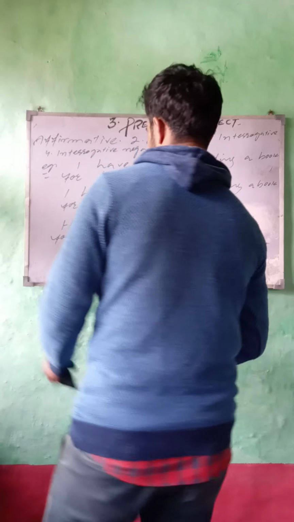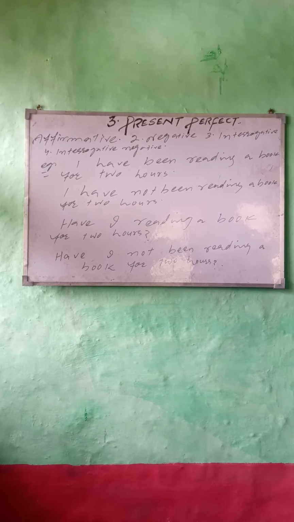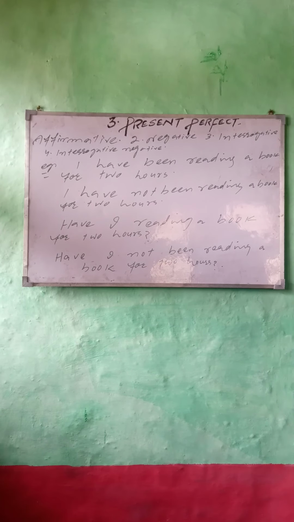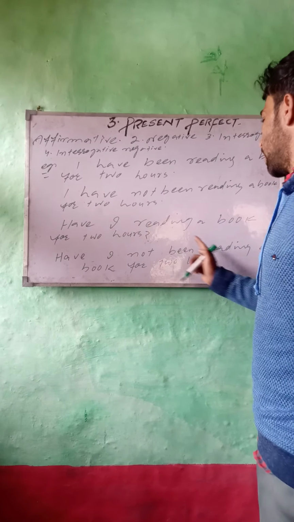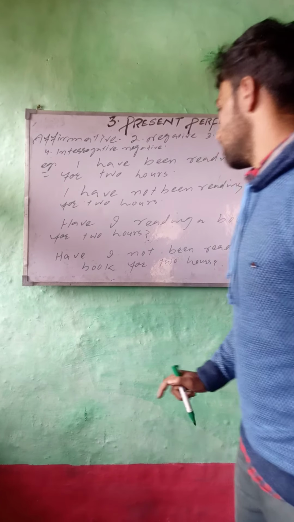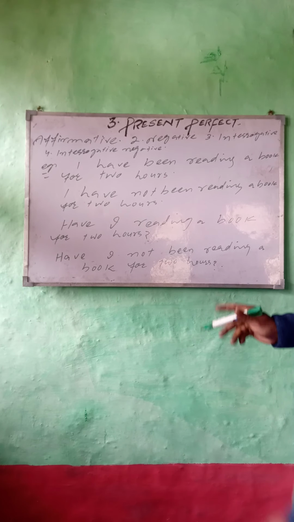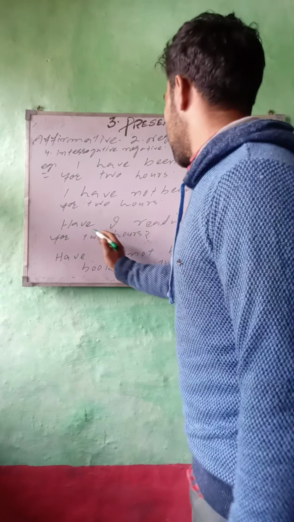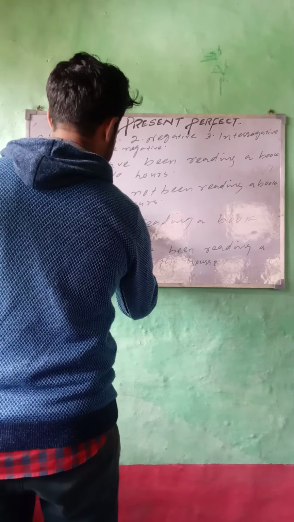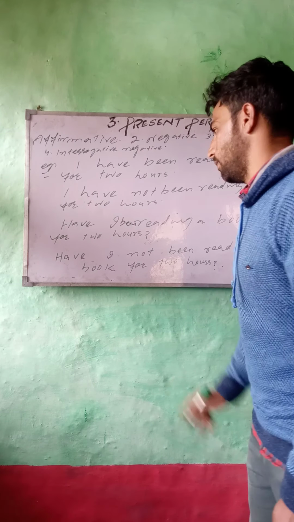Dear students, I have been reading a book for 2 hours. It is affirmative. Negative: I have not been reading a book for 2 hours. Interrogative: have I been reading a book for 2 hours? Interrogative negative: have I not been reading a book for 2 hours?